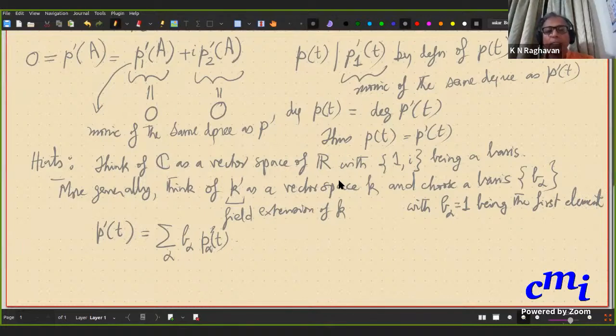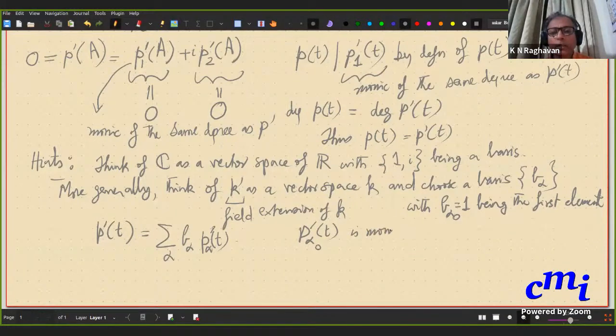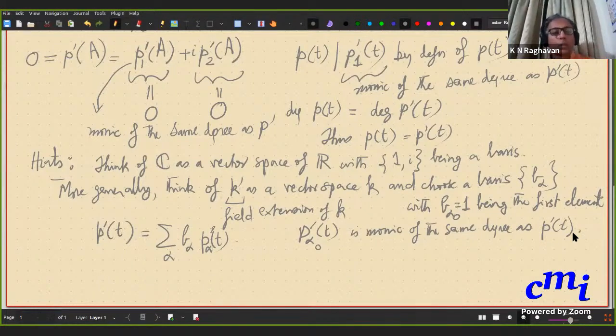So you can choose 1 itself as part of the basis, just like you choose 1 here. Let alpha naught be the first element. This is an arbitrary basis, but one of them is identified as alpha naught being 1, the identity of K. So then this becomes P alpha naught, sorry, it becomes monic of the same degree as P prime. And you can argue similarly. Okay, that's one way of thinking about it.